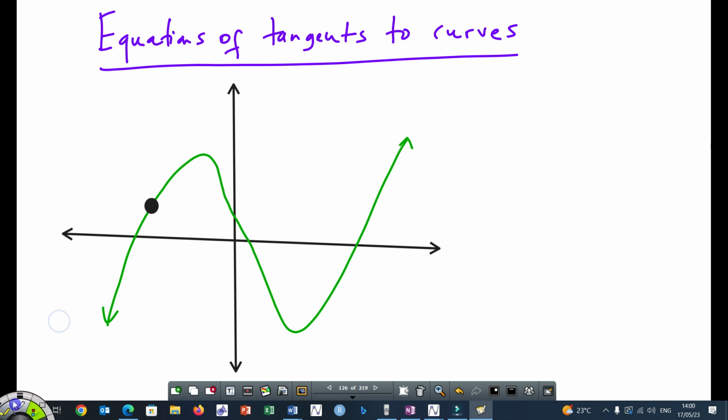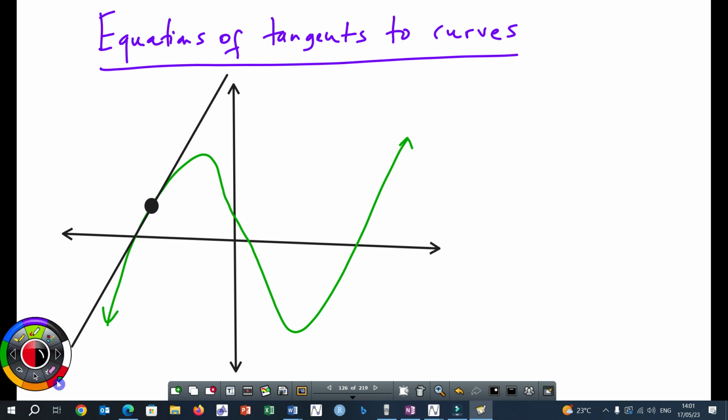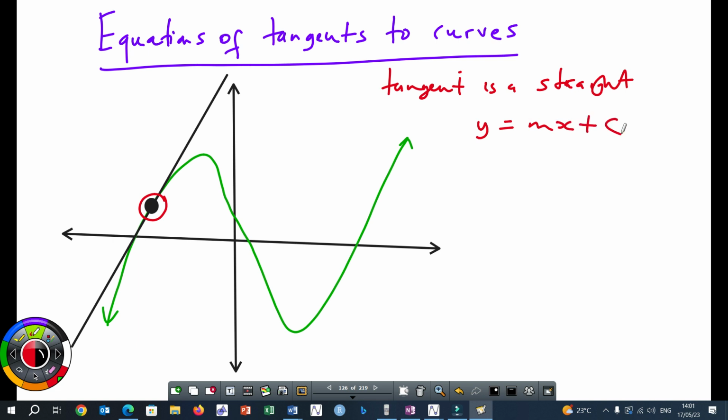All right, so if I draw a tangent to this curve, please pay attention. At this point, that is called a point of contact. Remember, a tangent is a straight line. Since it's a straight line, it obeys the equation y equals mx plus what? Plus c. When you want to calculate this gradient, it's y2 minus y1 over x2 minus what?